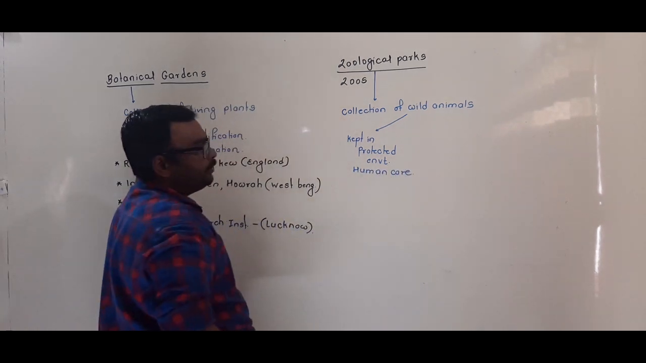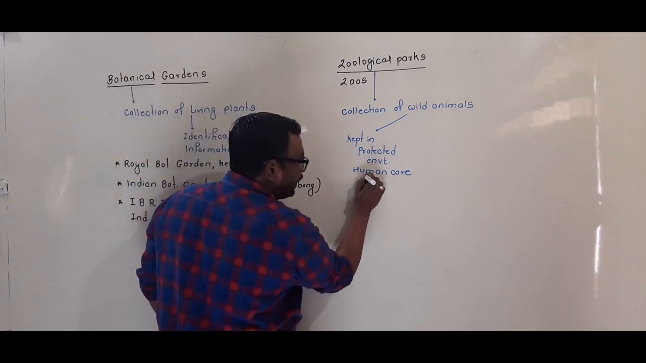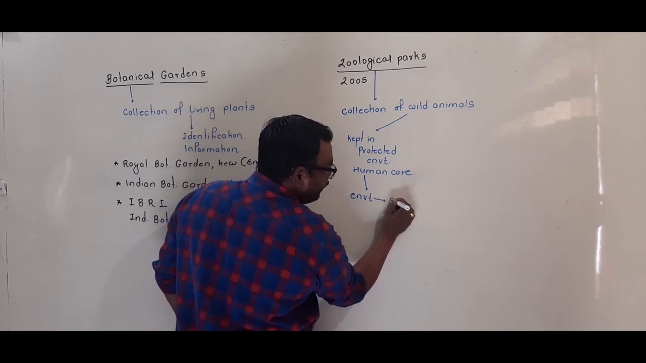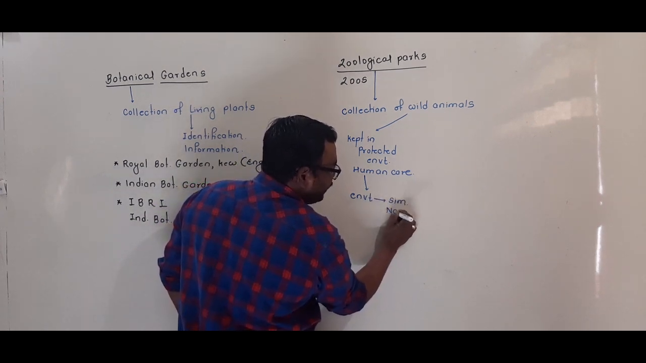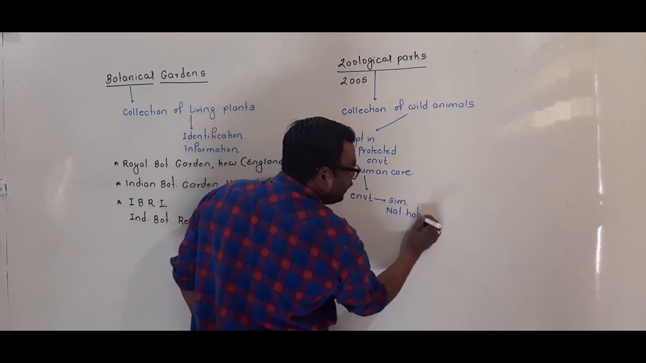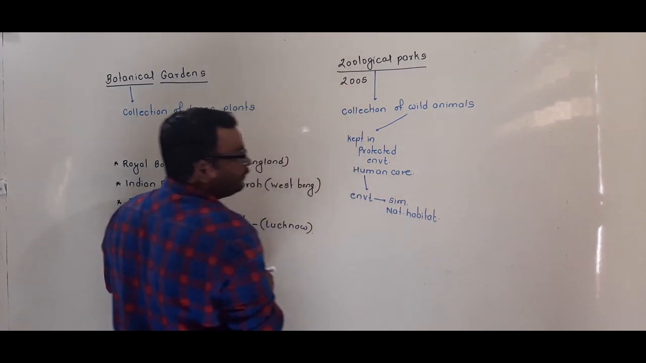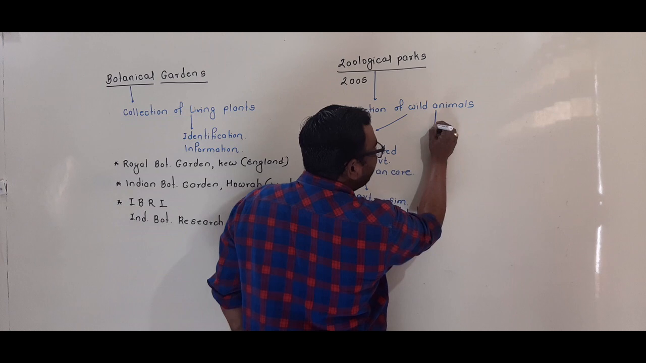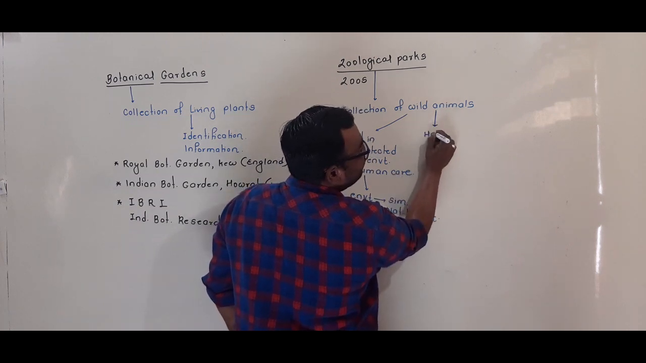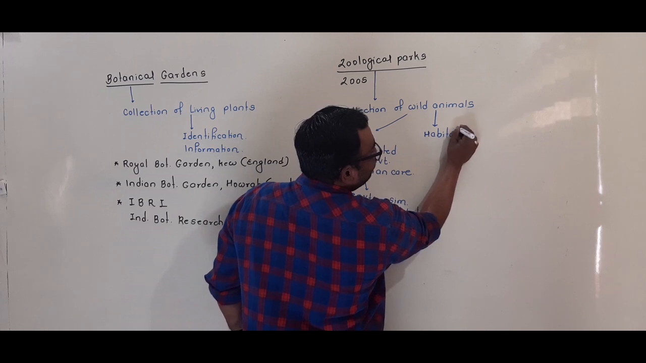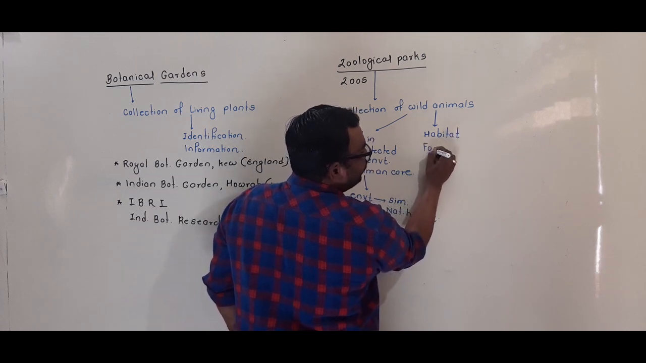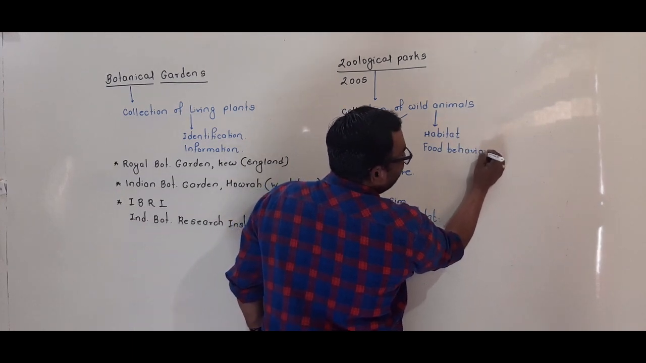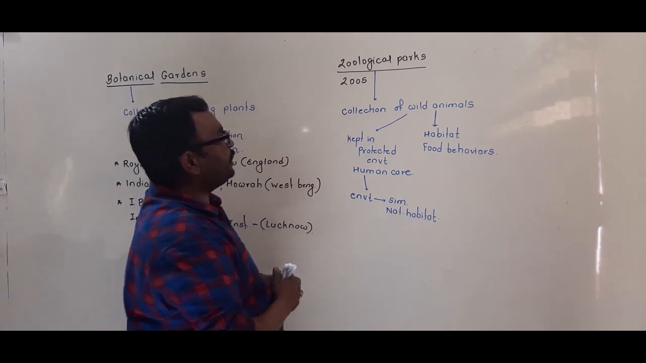One thing I have to mention about zoological parks is that the environment given to these wild animals is similar to their natural habitat. So they try to provide an environment similar to their natural habitat. Another point about zoological parks you have to consider is why we collect these wild animals. We collect these wild animals to study their habitat, and also to study their food behaviors. So these three points you should remember about zoological parks.